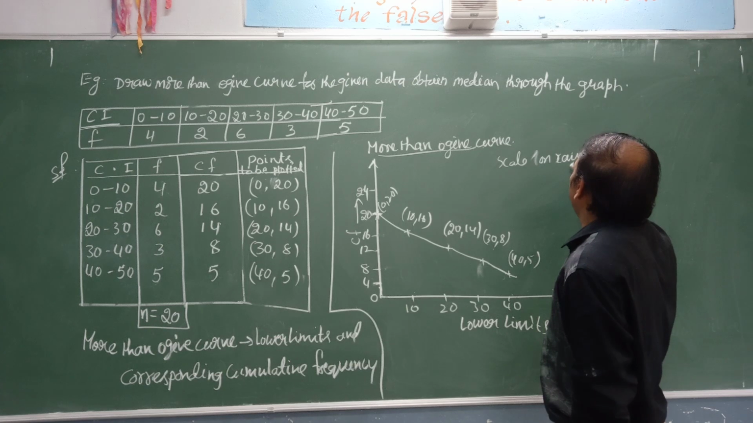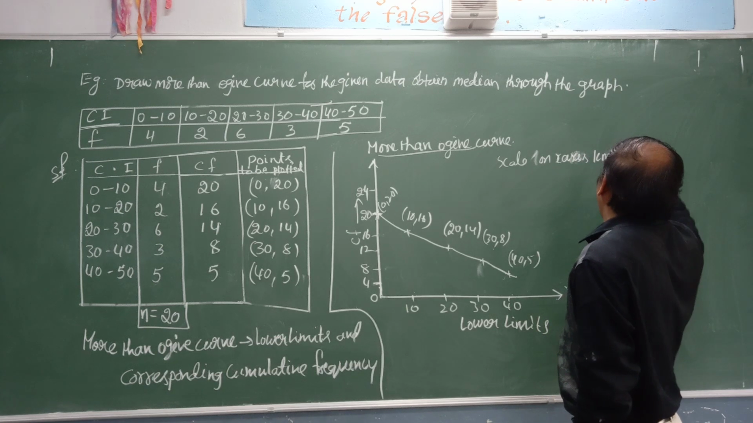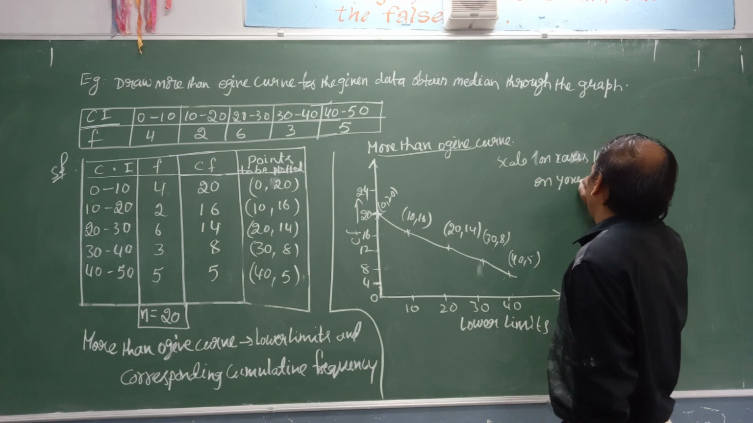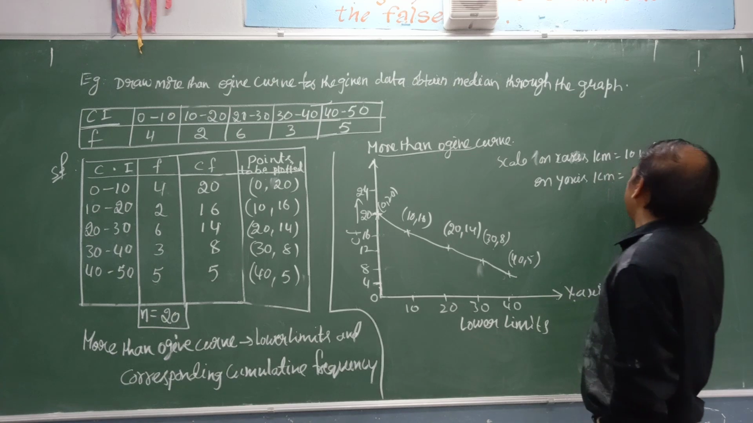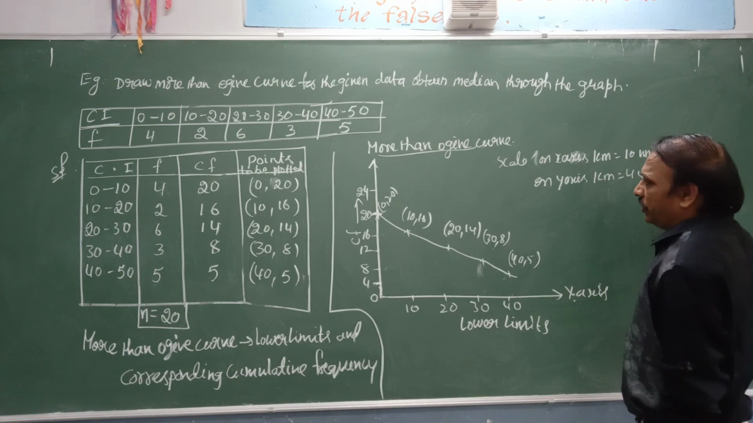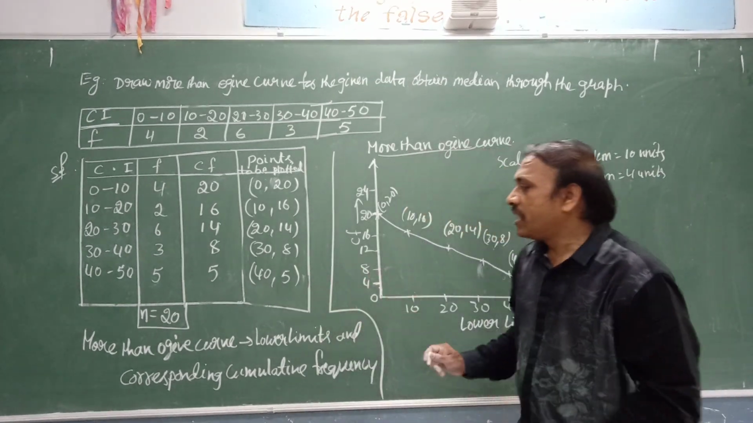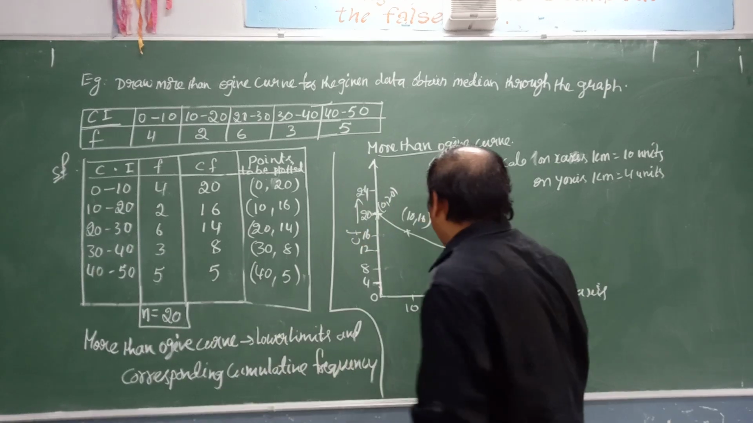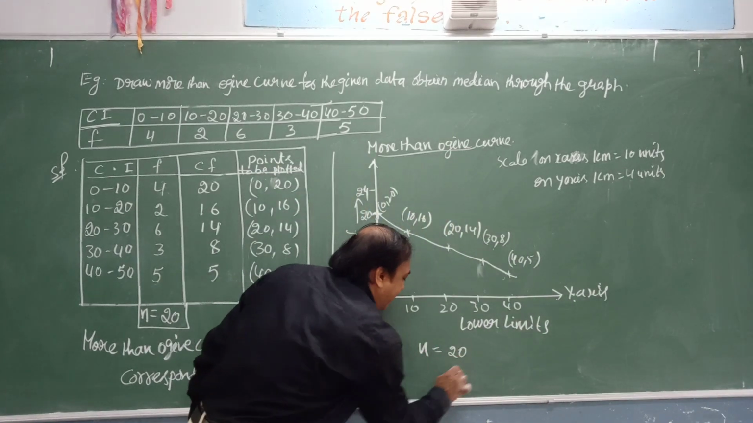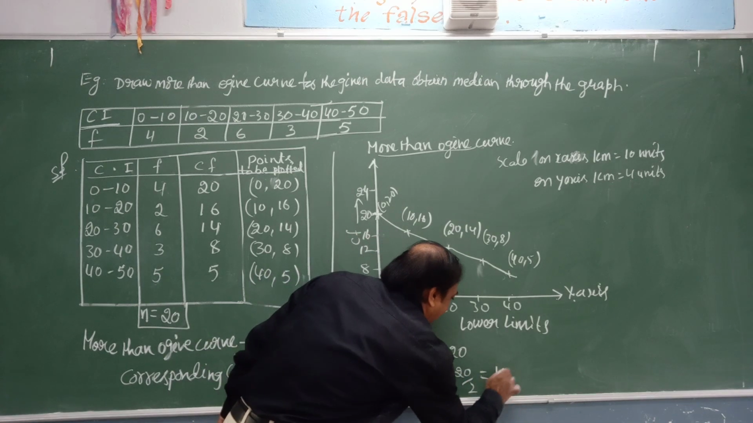Scale, as we know: on the x-axis 1 centimeter is equal to 10 units, which we took. On the y-axis 1 centimeter is equal to 4 units. Now you see how the median was calculated previously. You have to calculate the n by 2 value again. Median: n is equal to 20. n by 2 is 20 by 2, which is equal to 10.